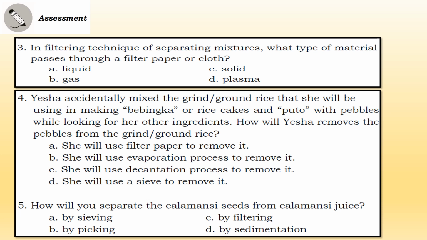Number 5. How will you separate the calamansi seeds from calamansi juice? Paano natin hiwalay si calamansi seeds mula sa calamansi juice? A. By sieving. B. By picking. C. By filtering. Or D. By sedimentation.